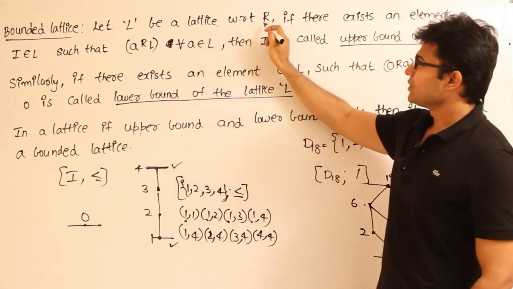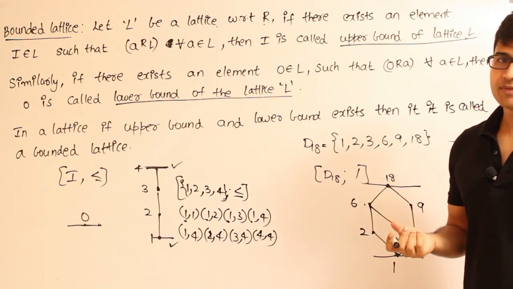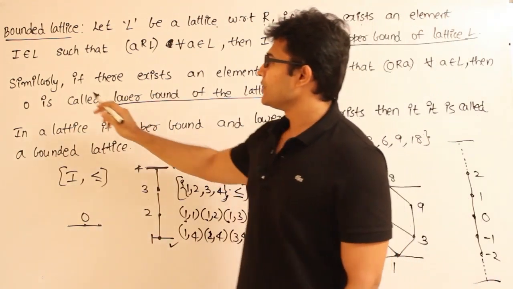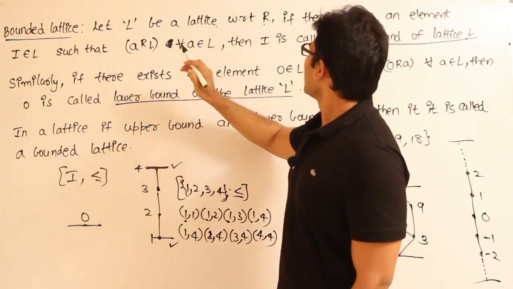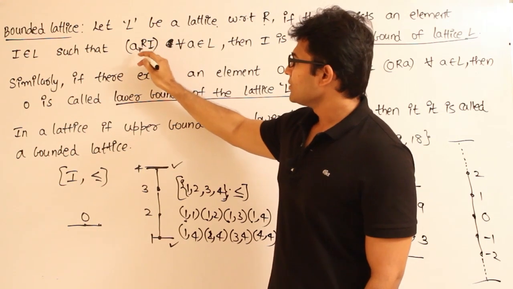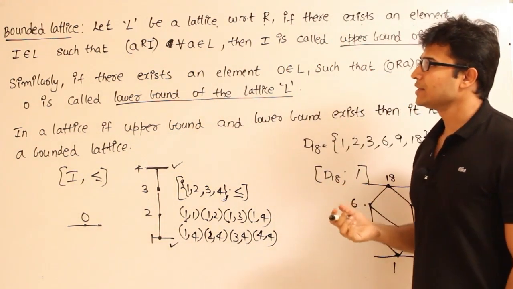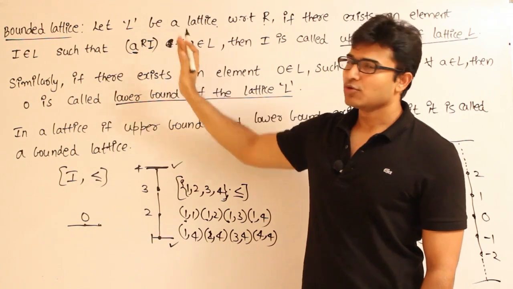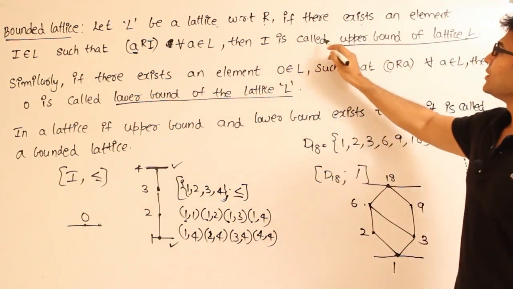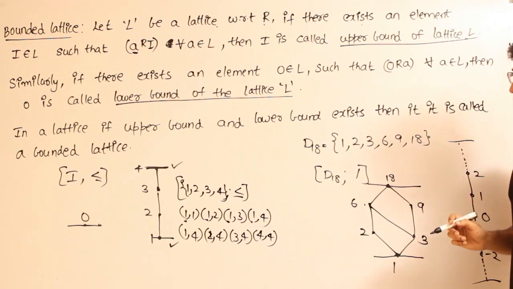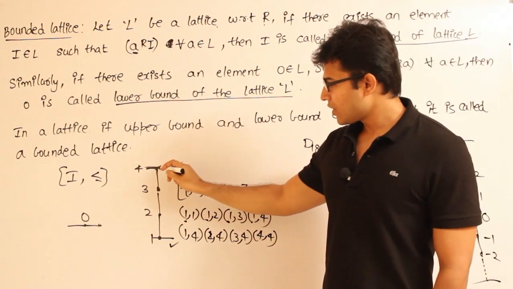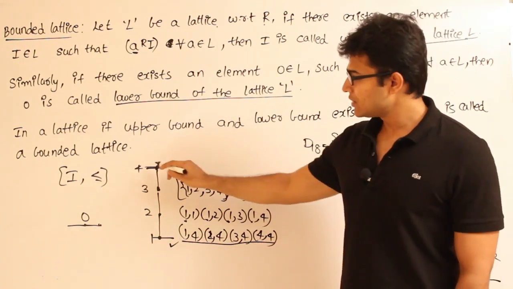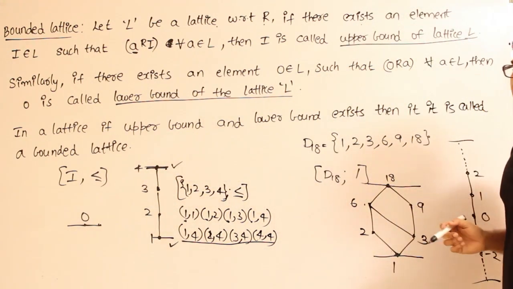Let L be a lattice with respect to R, which means R is the relation and L is the set. If there exists an element I, capital I, belonging to L such that A is related to I for all A belonging to L, which means there exists an element to which every element in L is related, then such an I is called the upper bound of the lattice. So what they are trying to say is, if you can find an element like this to which all the other elements are related, then such an element is called the upper bound of the lattice.